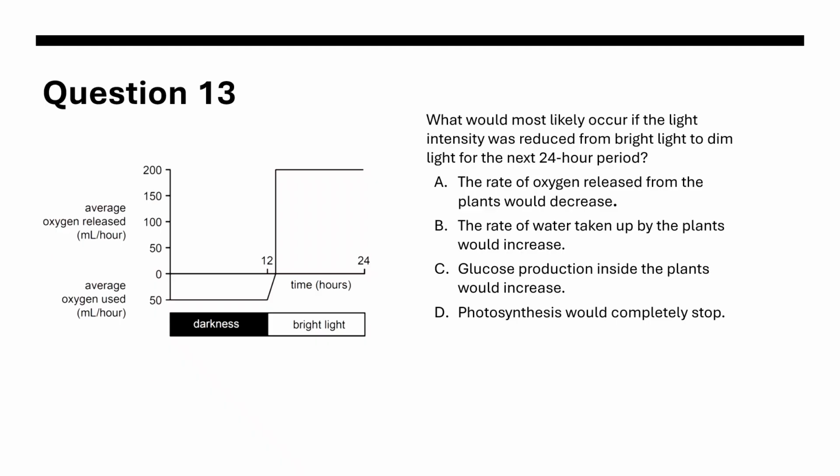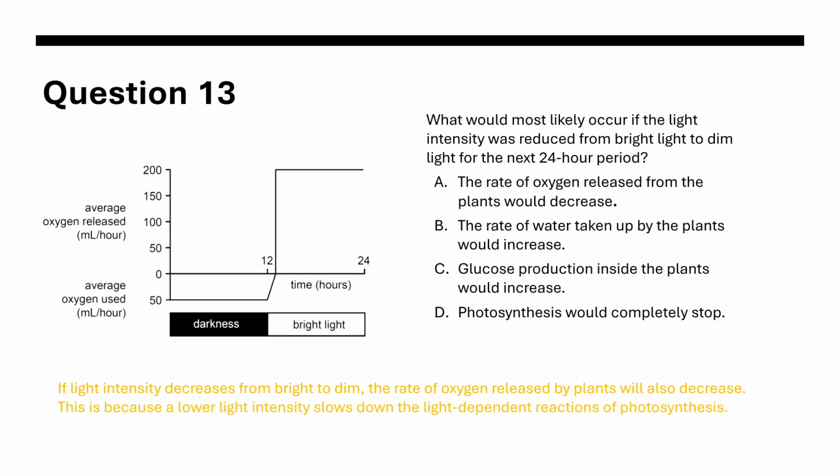If light intensity decreases from bright to dim, the rate of oxygen released by plants will also decrease. This is because a lower light intensity slows down the light-dependent reactions of photosynthesis.